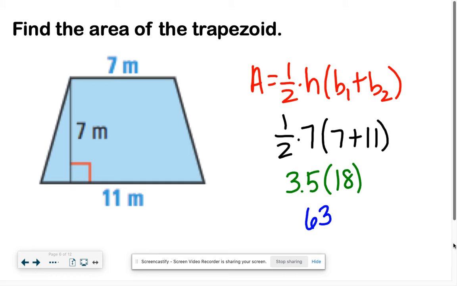Is it 63? So it's 63. Okay, you guys get a head start on the next one. I want to see if you can set it up on your own without me. Go, and we'll compare.